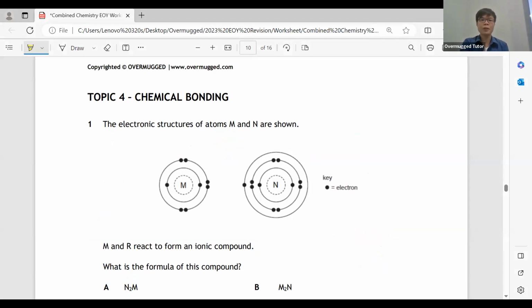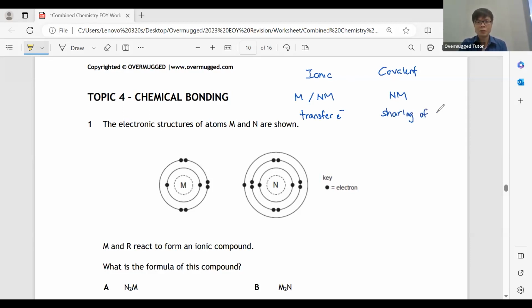For chemical bonding, there are only two types that you need to know: ionic and covalent. Just a quick summary over here. Ionic, how do you tell? Usually metal, non-metal. Covalent is only non-metal. Ionic involves the transfer of electrons. So these are keywords. Covalent involves the sharing of electrons. I think that's it for this chapter.